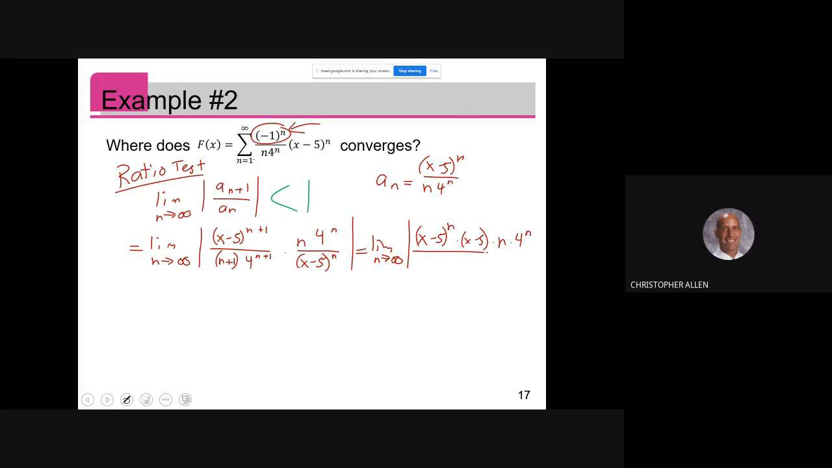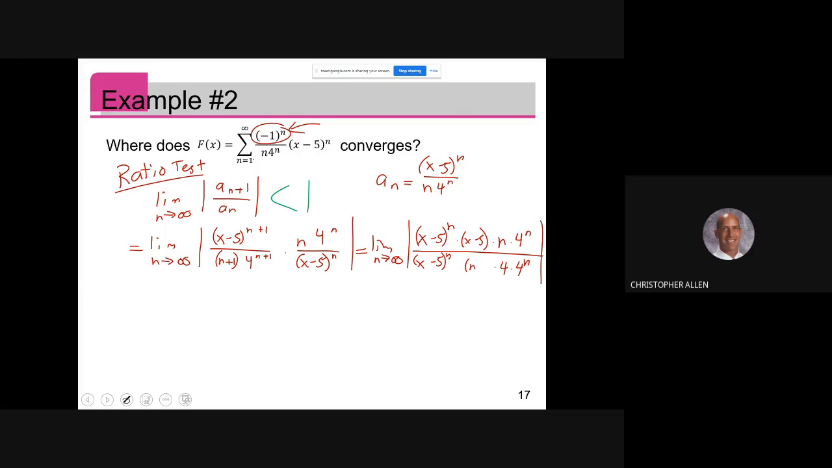I'm just rewriting this a little bit so that it'll hopefully show us what things are going to cancel here. Then I'm going to pull this denominator piece over from the right to the left, and rewrite this here. Now I'm going to deal with that 4 to the n plus 1. That's going to be 4 to the n, times 4 there.